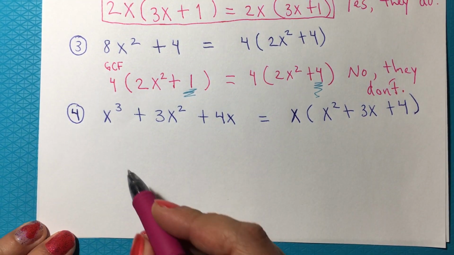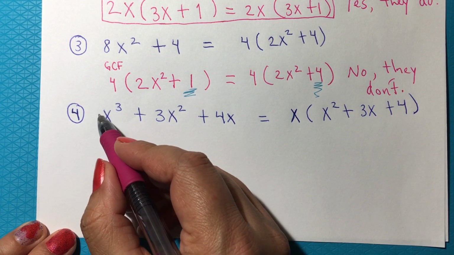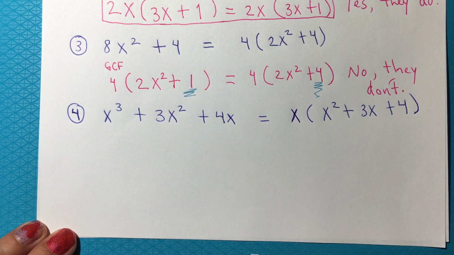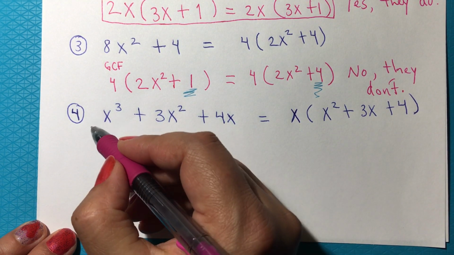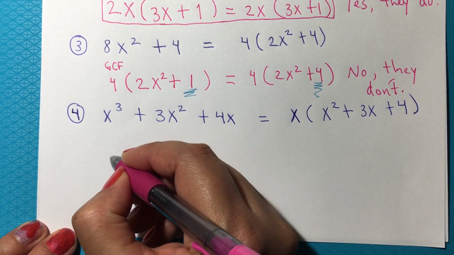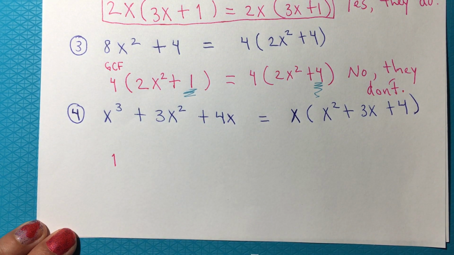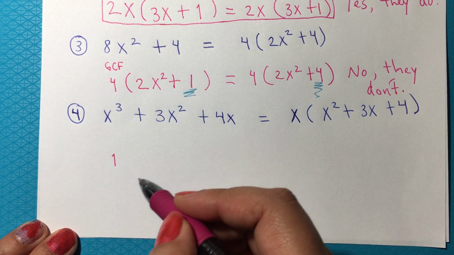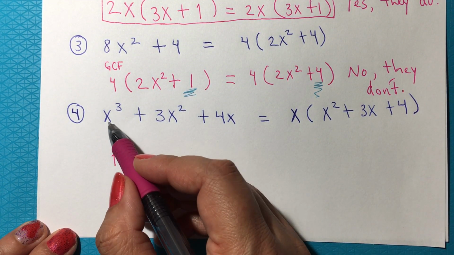For number 4, we look at the coefficients. We have a 1, a 3, and a 4. What's the biggest number that can go into 1, 3, and 4? It's only 1. And in reality, you don't need to put the 1, okay? Unless you don't have anything else, you do put it.